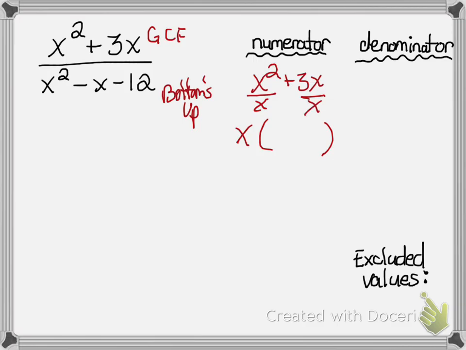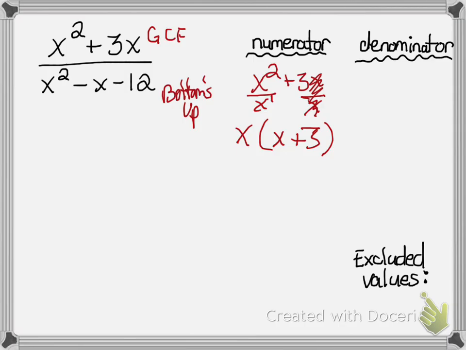Now I'm going to divide each one by my GCF. And the imaginary ones that are in front of the x squared and the x, when I divide them, it gives me 1. And then I subtract my exponents. 2 minus 1 gives me 1. So it would just be 1x. And then 3x divided by 1x just gives me 3 because my x's will divide out. So now I've done factoring my numerator.